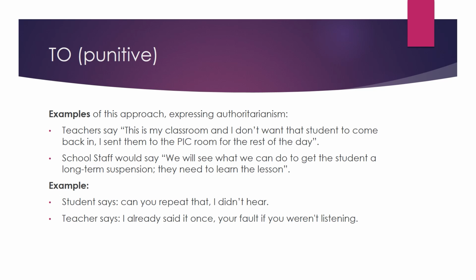Examples of 2 expressing authoritarianism include as follows. Teachers saying, "This is my classroom and I don't want that student to come back in. I sent them to the pick room for the rest of the day." Or school staff saying, "We will see what we can do to get that student a long-term suspension. They need to learn the lesson." Another example is if a student says, "Could you repeat that? I didn't hear." And the teacher responds with, "I already said it once. It's your fault if you weren't listening."